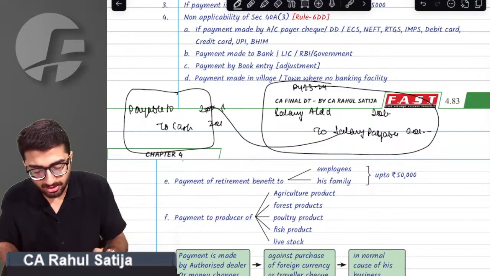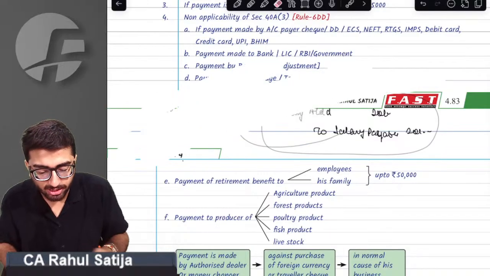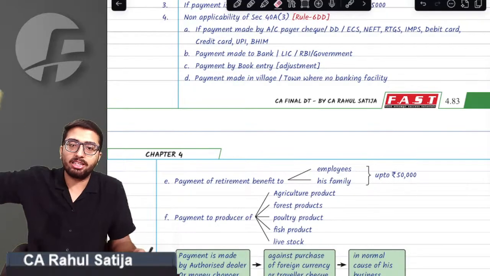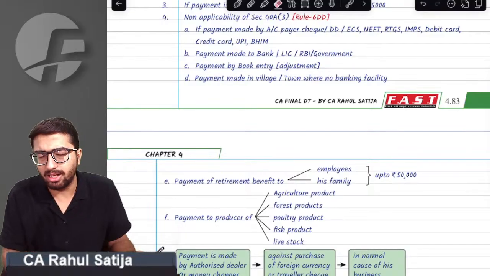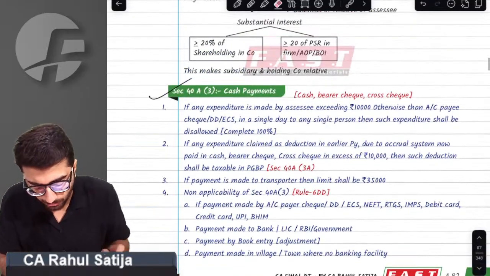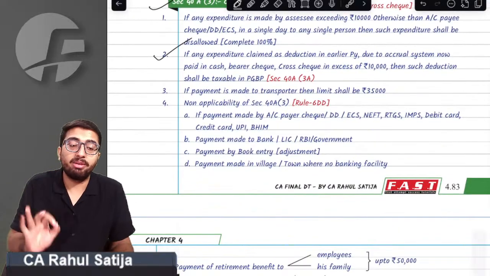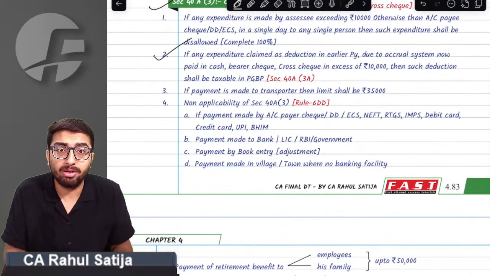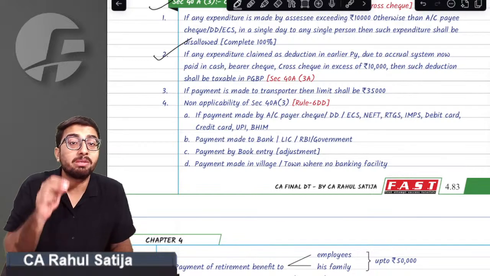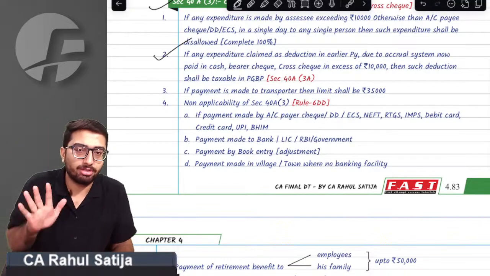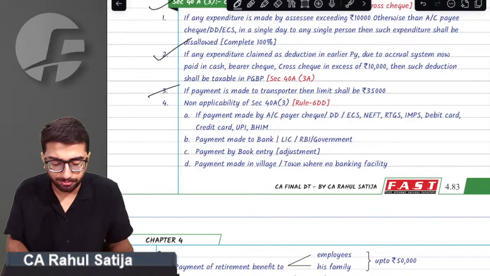So we got this point. Simply it implies that if we are paying in cash exceeding 10,000 rupees, it shall be disallowed. Also, if we had incurred any expenditure in prior years, and now we are paying such expenditure in cash, that shall also become part of our income. Okay. Sir, whenever we are making payment to a transporter, this limit shall become 35,000 rupees. Only for the purpose of section 40A(3), it shall become 35,000, not for anything else. Okay, so we got this point.